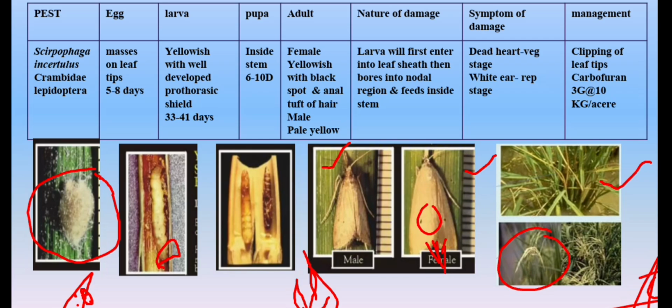Then, as this is boring inside the stem, we need to put the insecticide granules inside the whorls of the stem. So you can apply carbofuran 3G granules at the rate of 10 kg per acre.